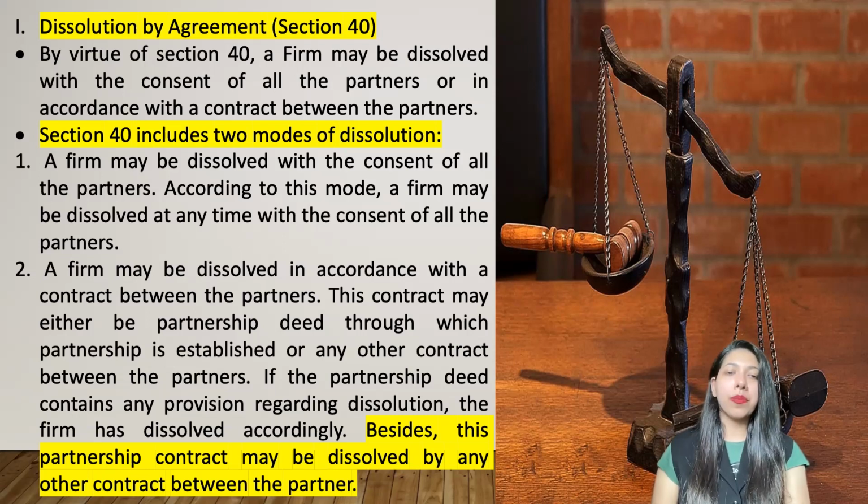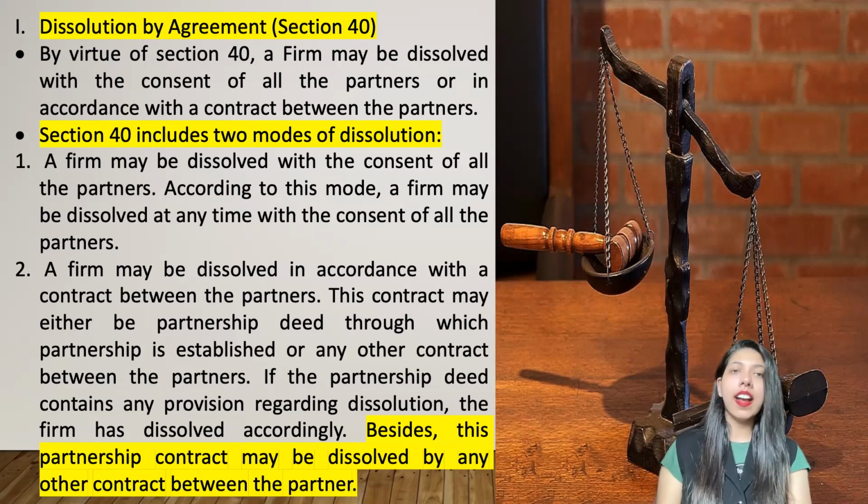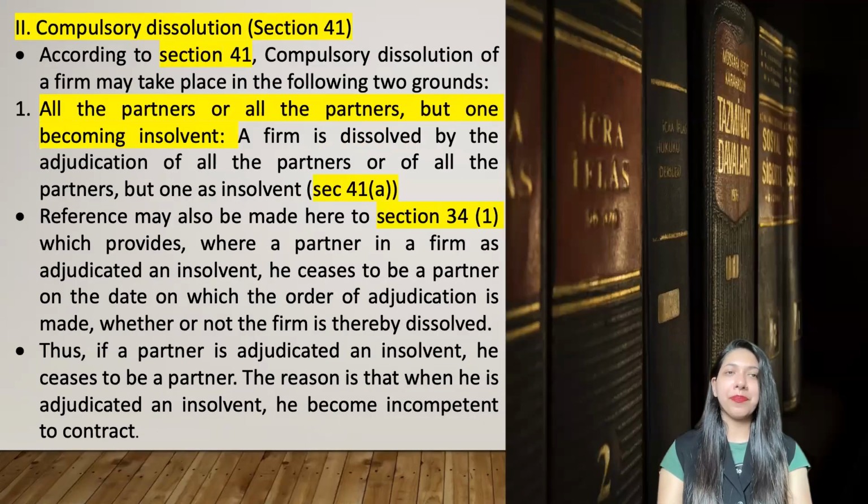And besides, this partnership contract may be dissolved by any other contract. So these are the different 2 modes under section 40 with consent. Point number 1 and point number 2 is according to the contract. So these are the 2 points falling under dissolution by agreement by virtue of section 40.